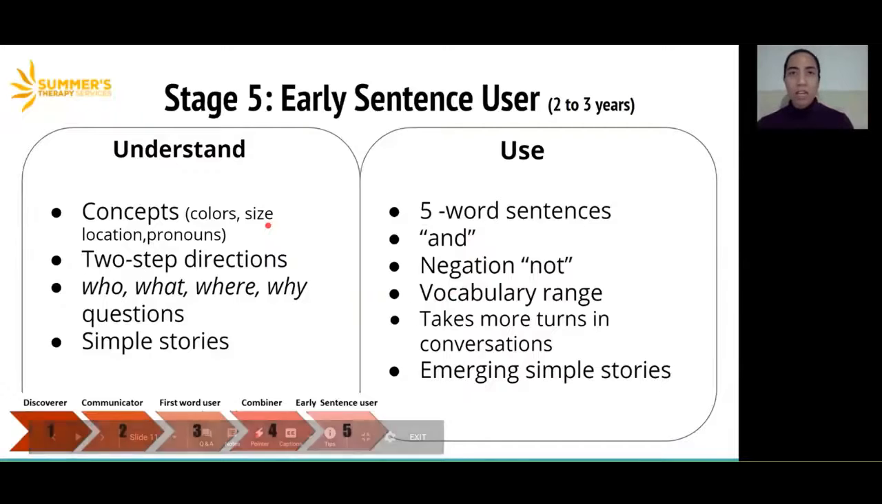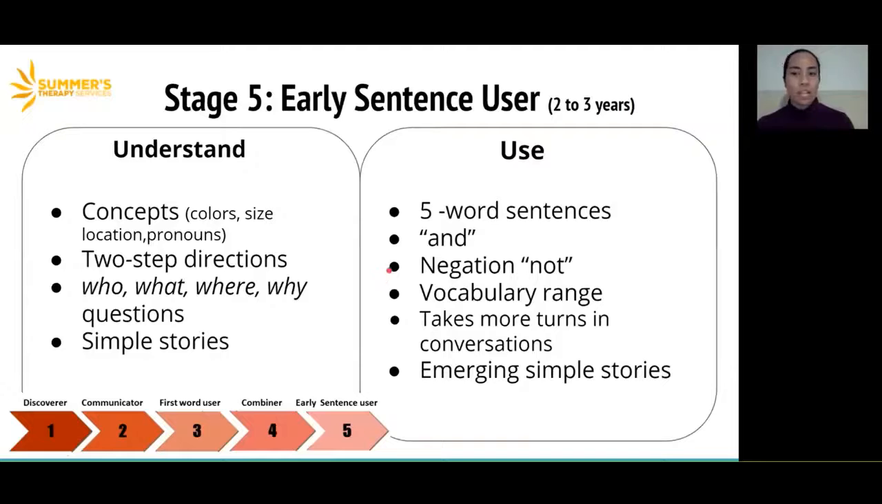I'm understanding things like colors. I'm being able to understand size, big, small, cold, hot, different concepts, location, in, on, under, pronouns. And this is where you see, and it will be reflected in my use as well. So you can see my vocabulary range will start to increase. It's not just labeling things, not just going apple, banana. It's not just words that have names, but we have the different adjectives, the describing words come in here as well. So the range increases.